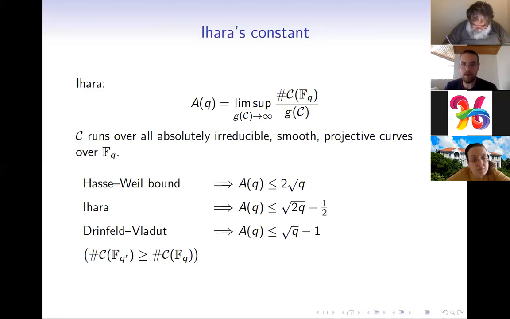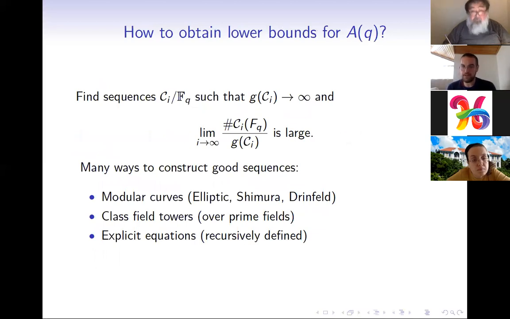But what are lower bounds? How would you obtain lower bounds for such a quantity? One way would be to explicitly construct sequences of such curves with many points. So you fix a finite field F_q, and you want to find sequences of curves defined over F_q such that their genera tend to infinity, and the ratio of their number of rational points to the genus is as large as possible, because whatever you get as the limit of this ratio will be a lower bound for A(q). But then the question is, how do you construct these curves of high genus with many rational points? Because our understanding of curves of high genus is quite limited.